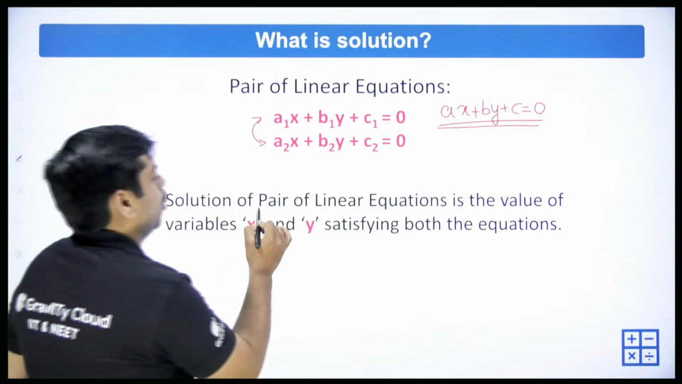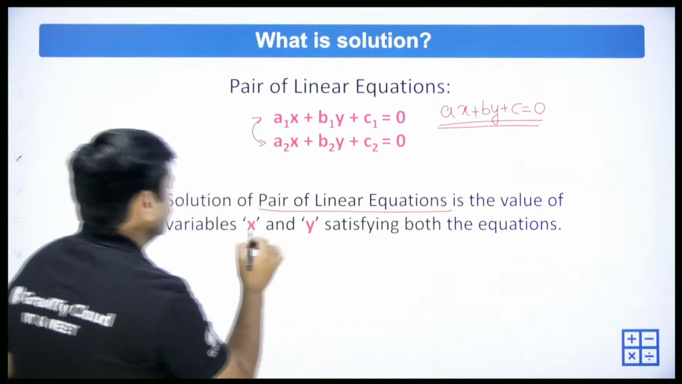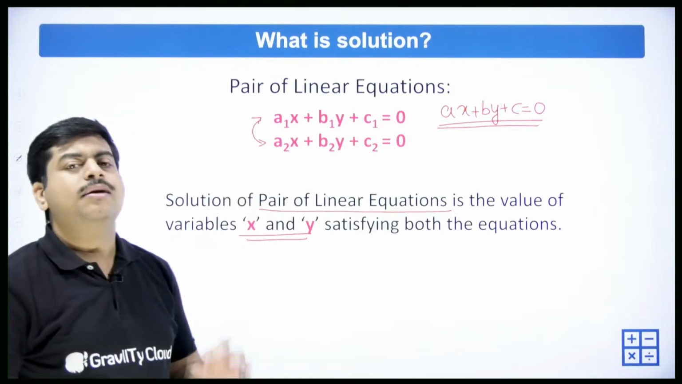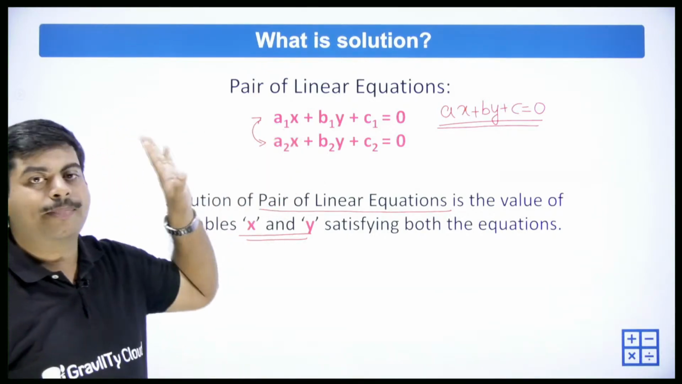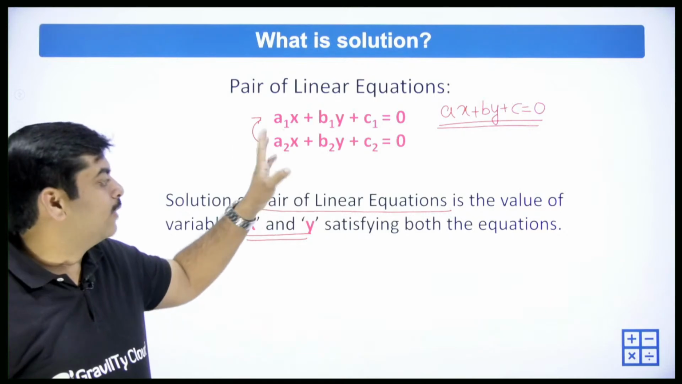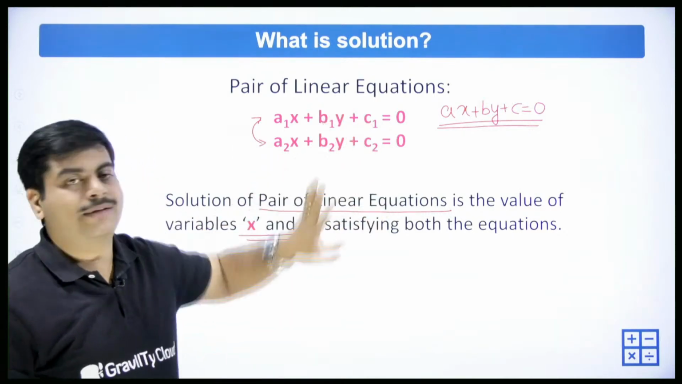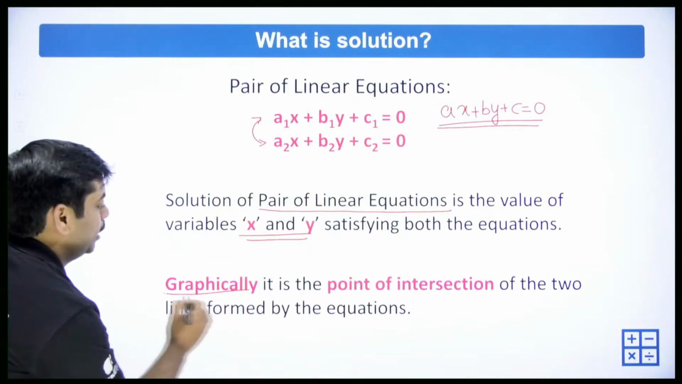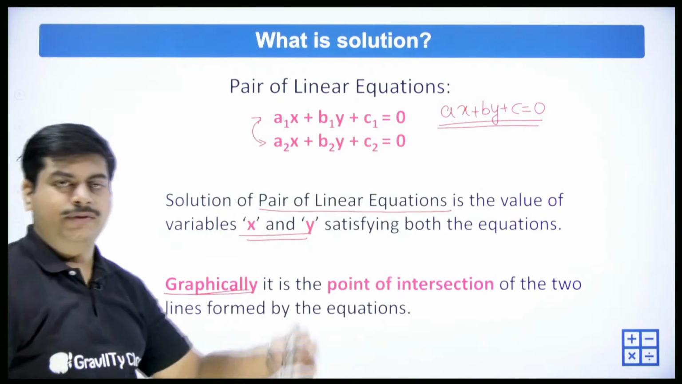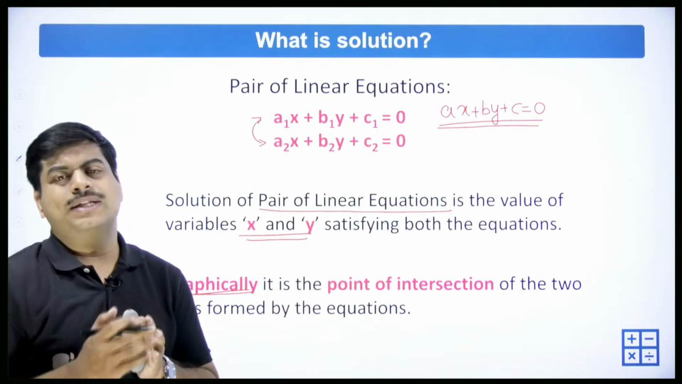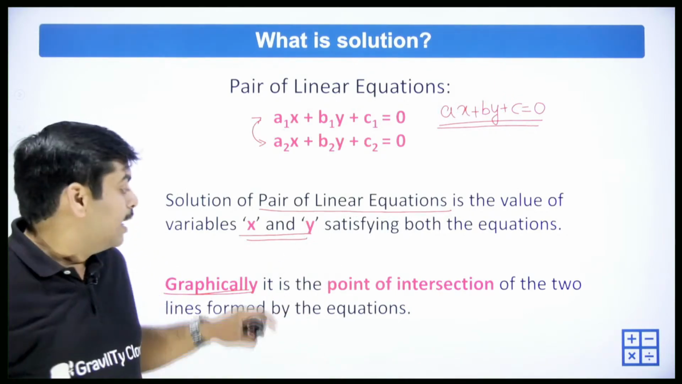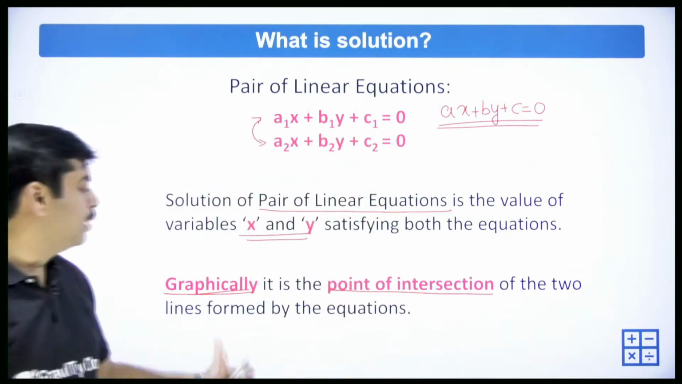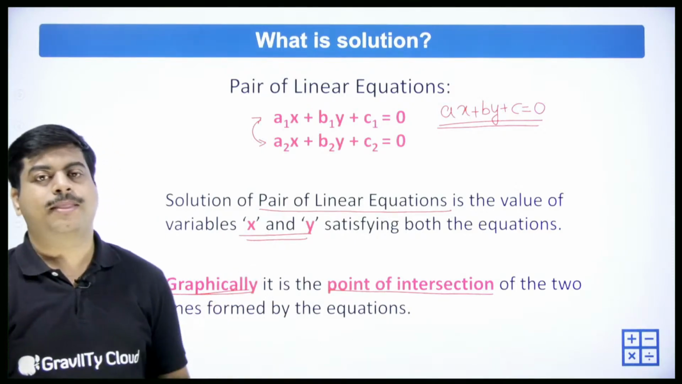The solution of a pair of linear equations is the value of variables x and y satisfying both the equations. If you want to find the solution, simply we need to find the values of x and y satisfying both these equations, right? Graphically, what is the significance of that solution? Graphically, it is the point of intersection of the two lines formed by the equations.